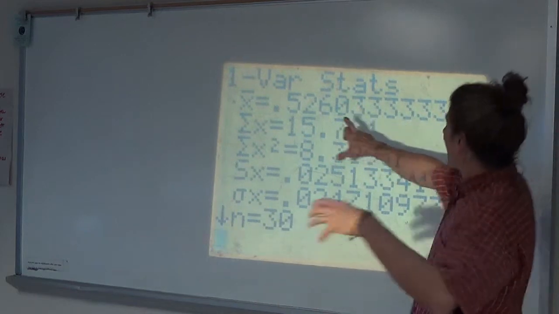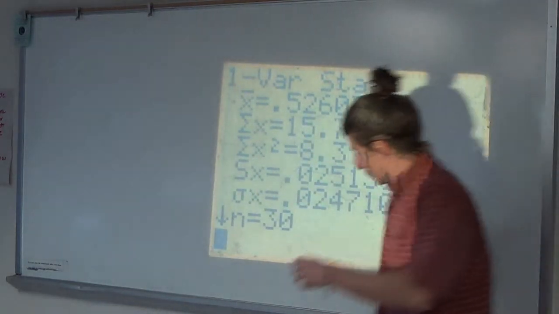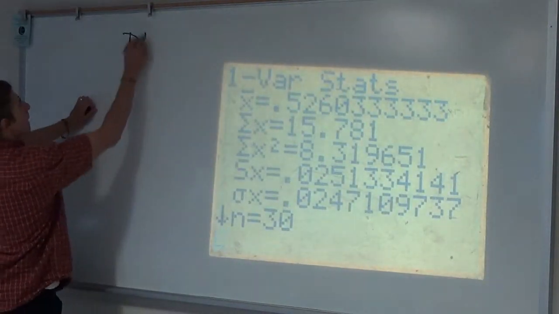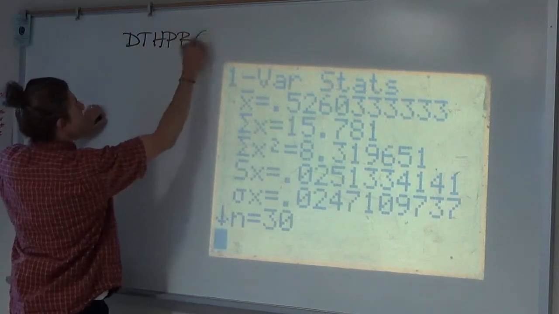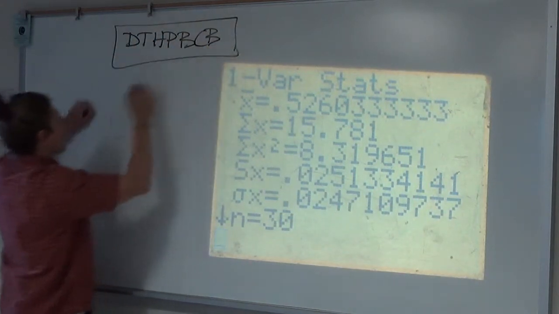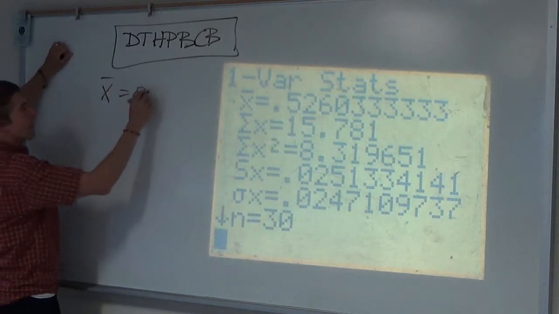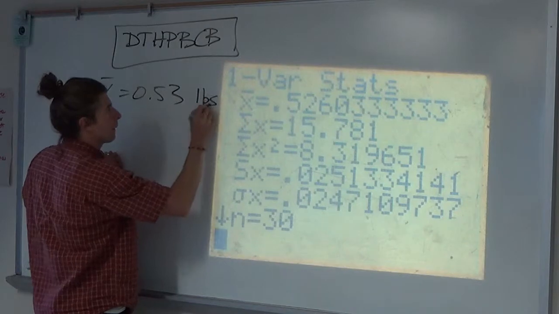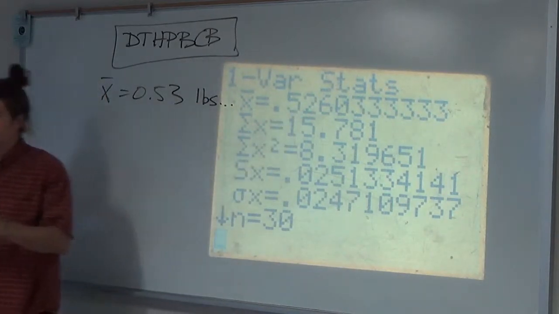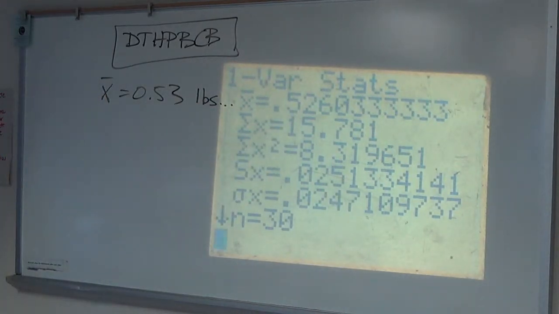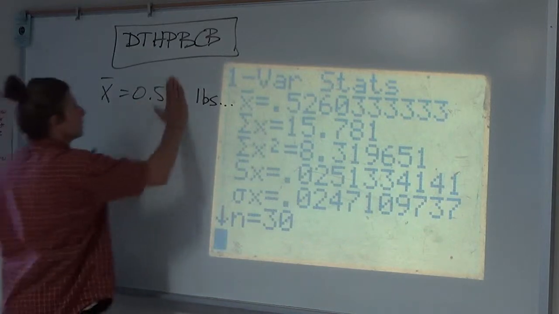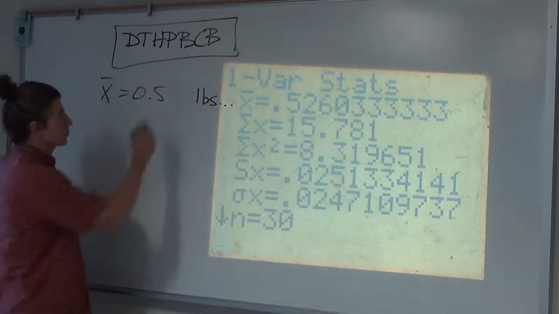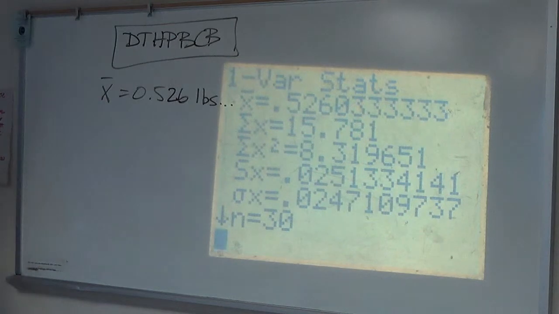Okay, good. So we've got an average weight of a Del Taco half-pound bean and cheese burrito. The average of our sample is about 53 hundredths or 0.53 pounds. Let's put the unit on there. A little bit less, 52.6 hundredths. We'll call it 0.53, that's fine. Maybe we should call it 0.526 just because we have all that. Let's not sacrifice my precision. I've got three decimal places of precision. 0.526, I like that.